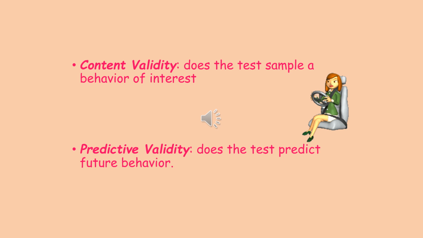This is like a hands-on. This would be like your driving test. You're proving that you are a competent driver by going out and following the rules of the road. Predictive validity is a test to predict your future behavior. This might be like a written test for your driver's permit. You're answering questions to determine whether or not you will be a safe driver in the future.